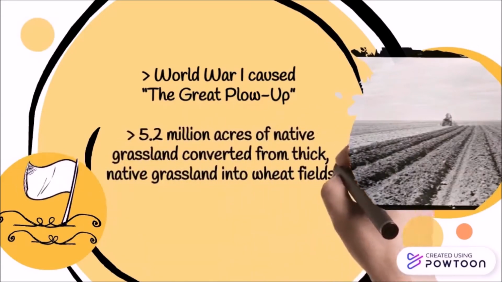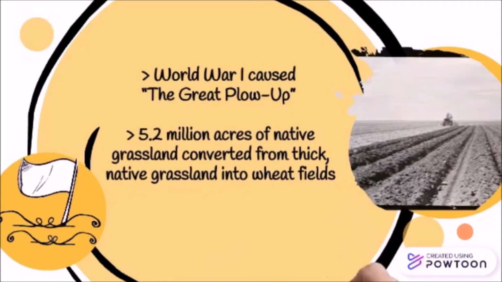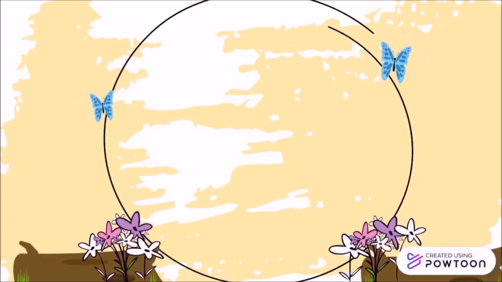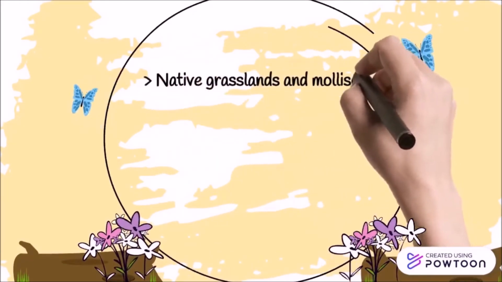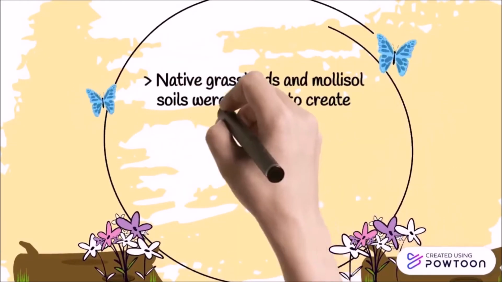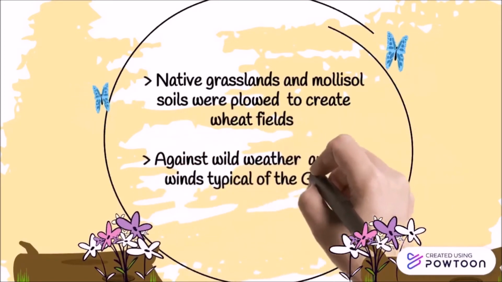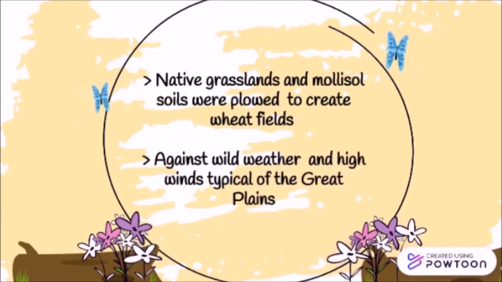The result was the Great Blow-up, in which an estimated 5.2 million acres of native grassland, roughly the combined size of Connecticut and Delaware, was converted from thick native grasslands into wheat field. The native grasslands and mollisol soils that were plowed under took thousands of years to become established and were very effective at stabilizing the fine-grained soil and loess against the wild weather variations and high winds typical of the Great Plains.